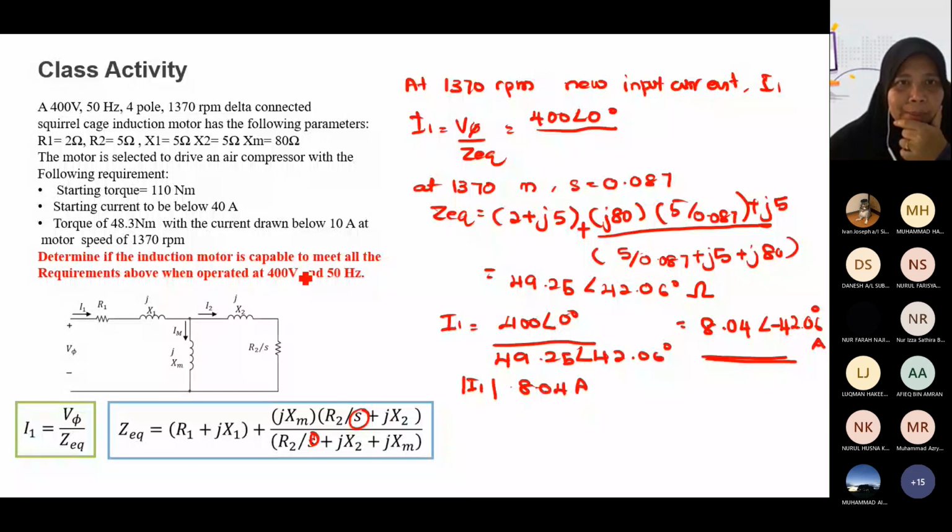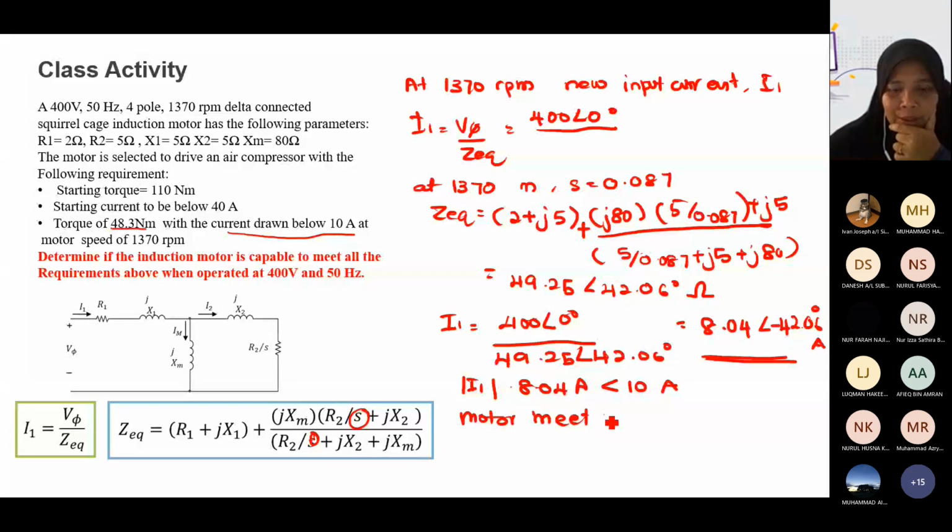So let's compare with the requirement of the compressor. The current drawn must be below 10 ampere with the torque of 48.3 Nm. So is this meeting the requirement? So it is less than 10 ampere. So motor kena letaklah calculation sikit kat sini. Meets all requirement. All means the torque and the current requirement. Sekarang kita dah calculate ini, dah meet all requirement. Ini pun dah meet requirement. Only for this, dia tak meet requirement.